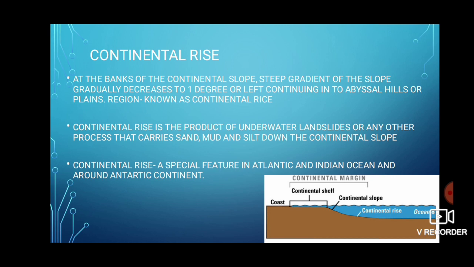So in the diagram you can see that in the beginning there is a continental shelf with very gentle slope, and thereafter the continental shelf break occurred where a steep slope started, and this part we call the continental slope area, and at the foothill or the base of the continental slope the steepness of the slope again comes down to 1 degree or less than that, and that region is the continental rise area.